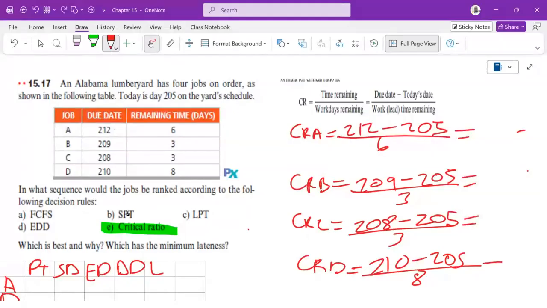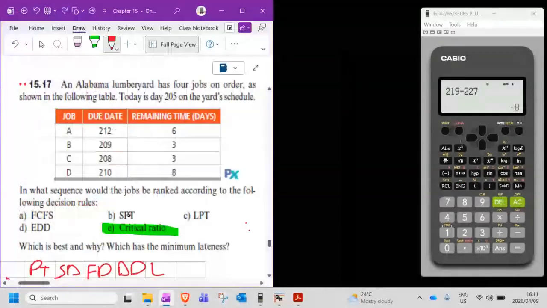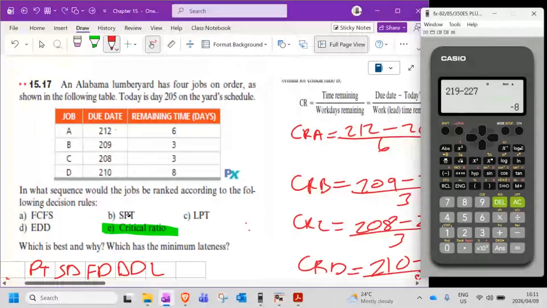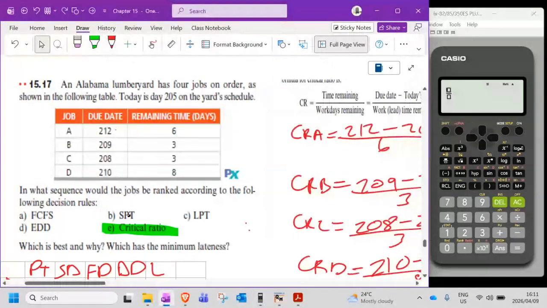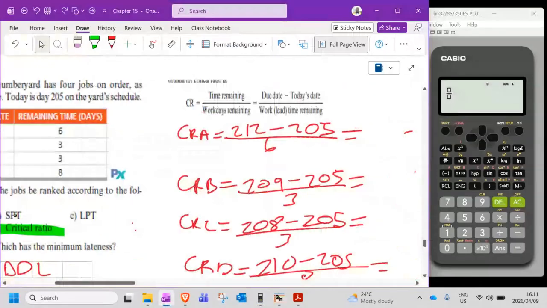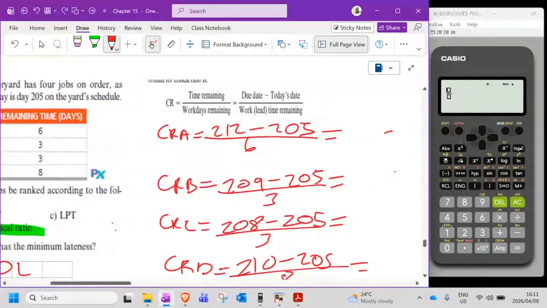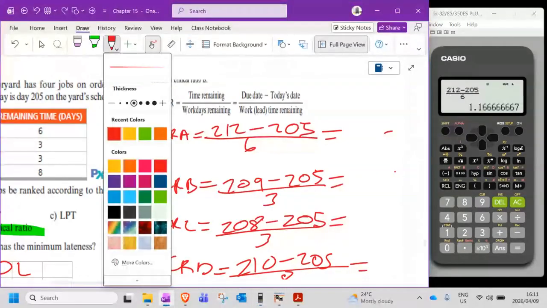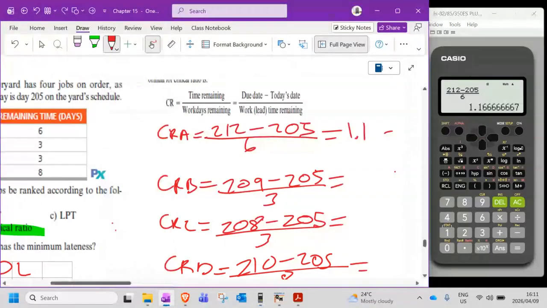Then you bring on your calculator. Okay, then (212 minus 205) over 6. Then you have your 1.17. Then we have this again.